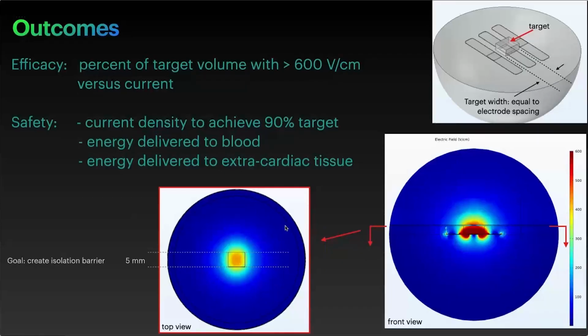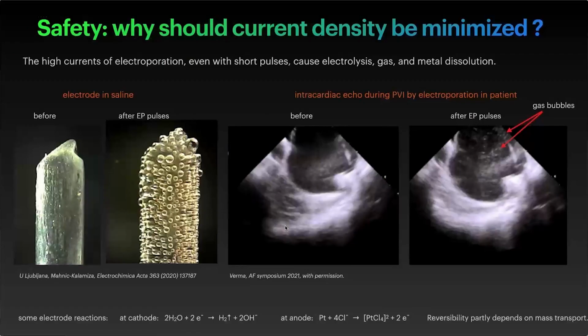Now, why should we be concerned with current density? Current density is defined as current divided by the area of the electrode. Well, that's the prime variable that drives the electrochemical reactions at the electrolyte interface. And very good work here from the group at the University of Ljubljana. Anyone can verify this on the bench. If you use high enough voltage on electrodes, they will start to produce gas as a result of electrolysis.